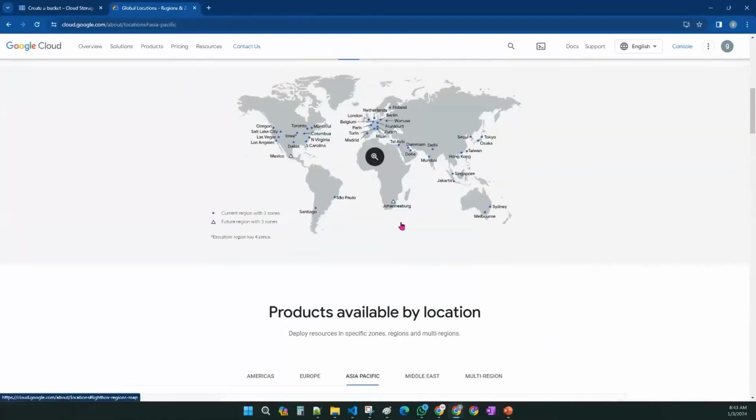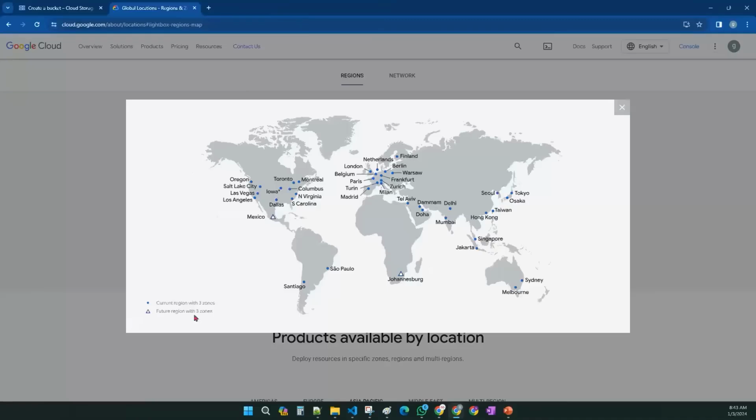They are going to be the regions in the future. Okay, future regions with three zones. Dots are nothing but the current zones, current regions. That means in the future that particular zone is going to be built. That means they are building the data centers there now.